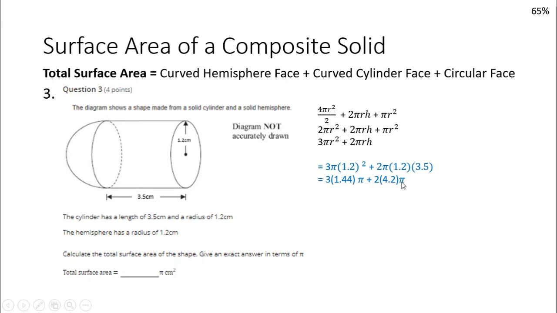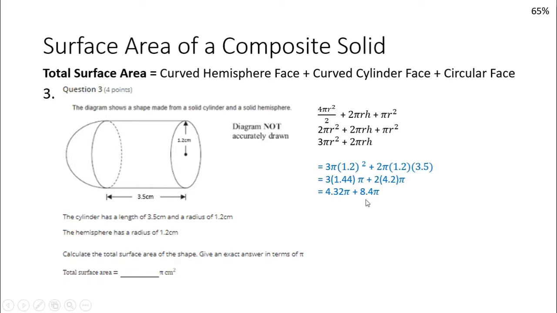Now I know pi's are numbers as well, but I'm still using them as variables here because I'm working out an exact value. So I'm not going to use pi on the calculator. I'm just going to work out how many pi this is. So multiplying this through, that's going to be 4.32 pi, and this makes 8.4 pi.